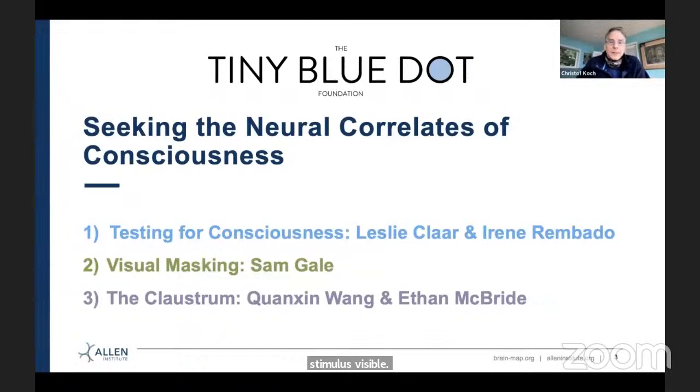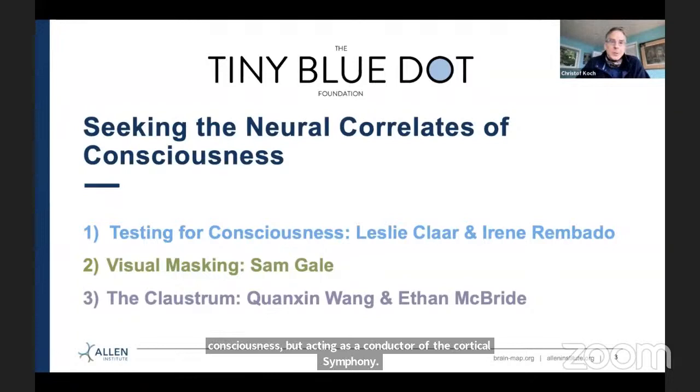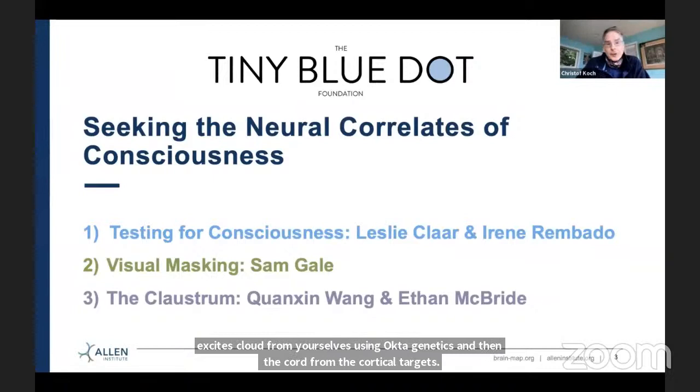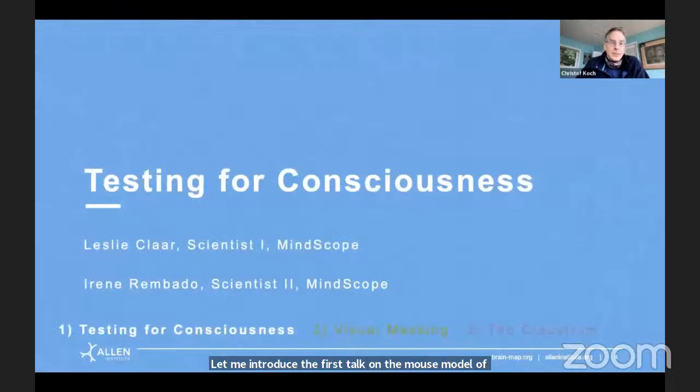Lastly, there is a claustrum, a mysterious structure underneath cortex. Many years ago, Francis Crick and I proposed that the mammalian claustrum is critical to consciousness by acting as a conductor of the cortical symphony. Quan-Chin Wang will demonstrate the intimate relationship between cortex and claustrum, while Ethan McBride excites claustrum cells using optogenetics and then records from their cortical targets. Let me introduce the first talk on the mouse model of the consciousness meter by Leslie Klar, scientist one in MindScope. Leslie.